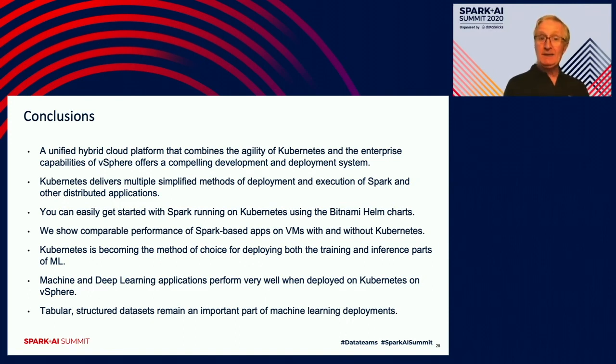Kubernetes definitely simplifies our methods of deployments of Spark. The Spark workers came up with Spark automatically. In the Kubernetes case, they had to be installed in the standalone case with Spark itself. You can easily get started with Spark using the Bitnami Helm charts. Enrique showed you that in his demo. And then we went on to move to testing performance of Spark on VMs with and without Kubernetes, and they're about equal, within 1% of each other.